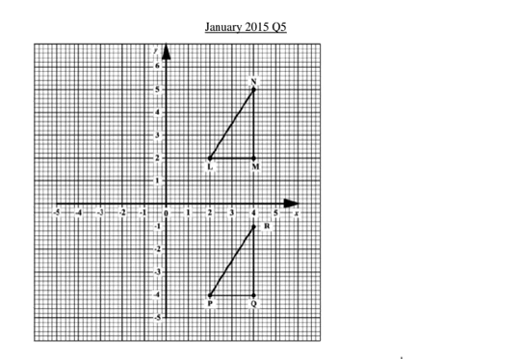Transformation, January 2015, question number 5. The diagram below shows triangle LMN and its image, triangle PQR, after a transformation. I. Write down the coordinates of N. Alright, so this is N here, and we're asked to write down the coordinates of N.